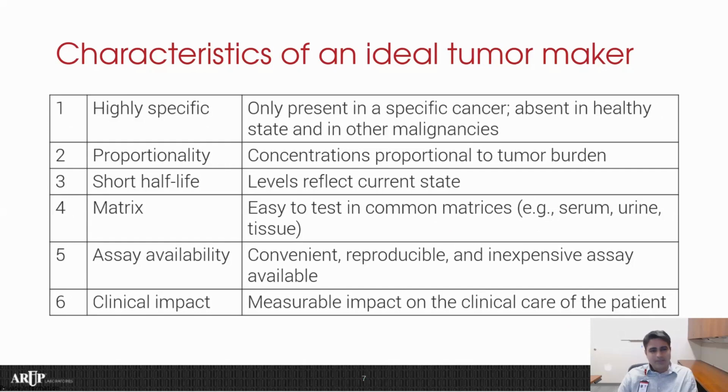So what are some characteristics of an ideal tumor marker? There are 6 characteristics. The first one on the list is highly specific. The expectation is that these tumor markers would be highly specific and only present in a specific cancer and absent in healthy state and in other malignancies.